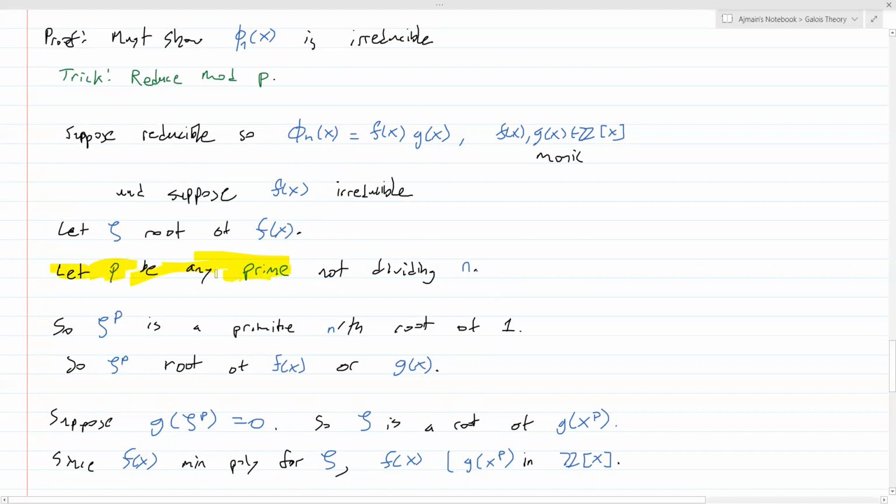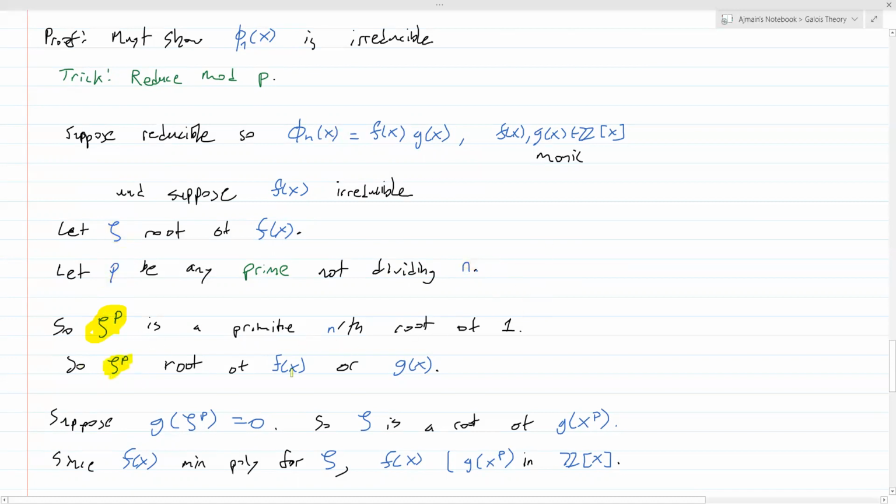Now let p be a prime not dividing n. This is what we're going to use in the trick when we reduce mod p. So we're letting p be any prime not dividing n, where n is the thing we're taking roots of unity for. Then zeta to the p is a primitive nth root of unity. Why? Because p is a prime not dividing n, so p is coprime to n, and zeta is a primitive nth root of unity. If you raise a primitive nth root of unity to a power coprime to n, you get another primitive nth root of unity. I talked about this earlier.